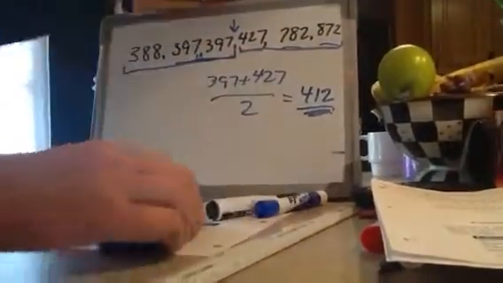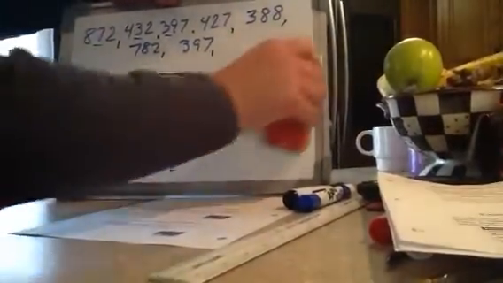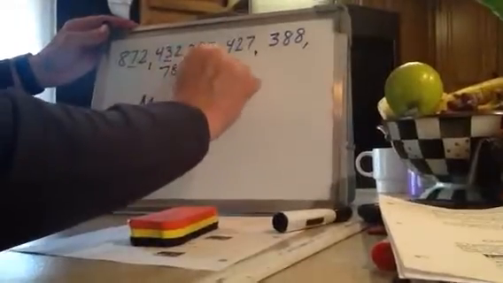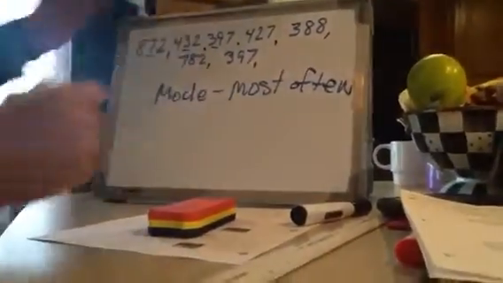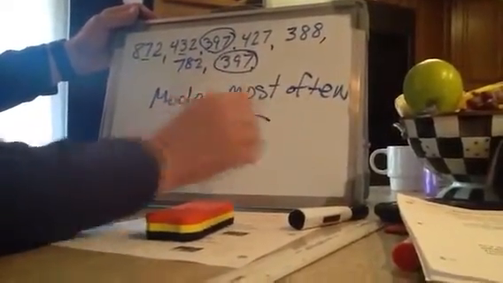Now, the mode, much easier. Mode, and it drives some students crazy. Okay, so mode, I'm looking at the same flights. We're going to the next page. Mode is just most often. Okay, so most often. So what numbers are the most often? 397. Easy. And that's all the mode is.